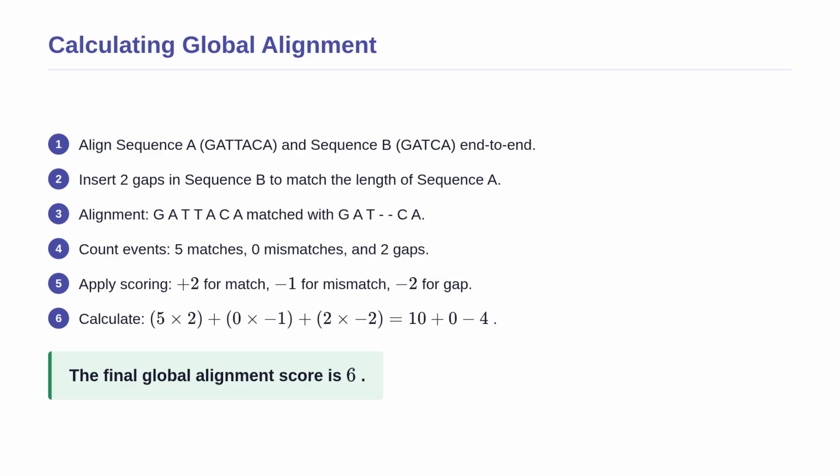First, we line them up end to end. Since sequence A has 7 letters and sequence B has 5, we must introduce exactly 2 gaps into sequence B. We align them so the first 3 letters, GAT, match perfectly. Then we insert 2 gaps to align with TA, and the final CA matches perfectly. Counting this up, we have 5 matches, 0 mismatches, and 2 gaps. Plugging these into our formula, 5 matches give 10 points, and 2 gaps give a -4 penalty. 10 minus 4 gives us a final score of 6. This positive score indicates the sequences are quite similar.